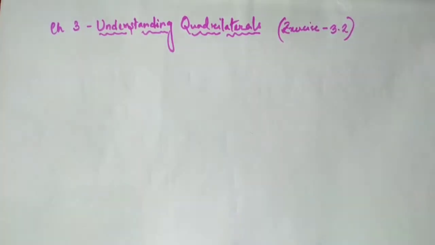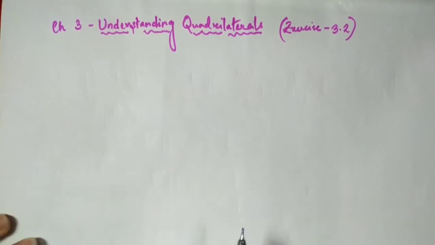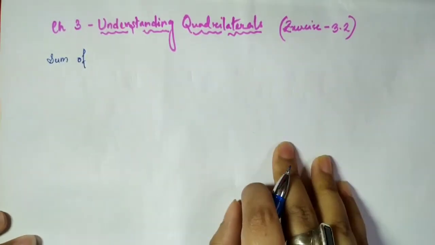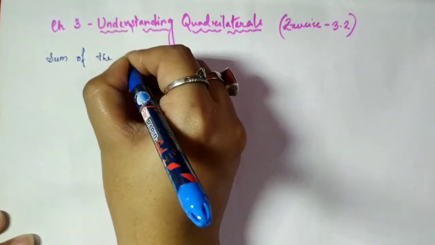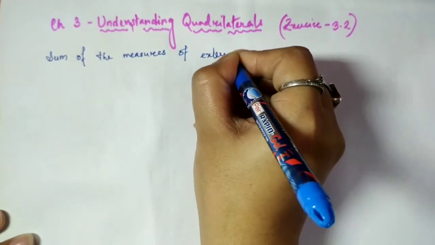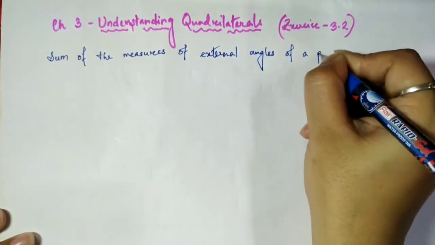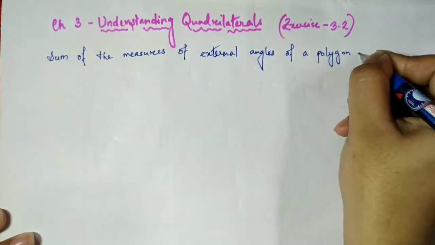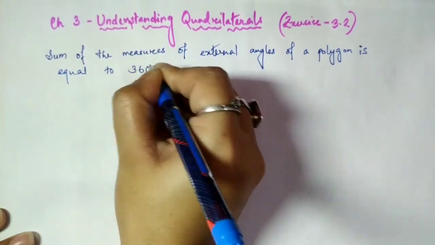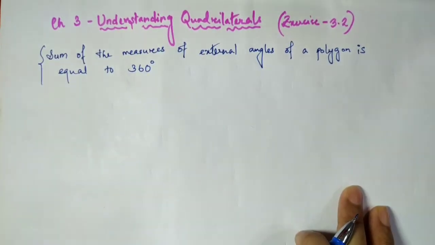Before we start with the exercise, I would like to tell you about one property of polygons. Please remember this: the sum of the measures of the external angles of a polygon is equal to 360 degrees. We'll see that this particular property will be used in different sums of this exercise.